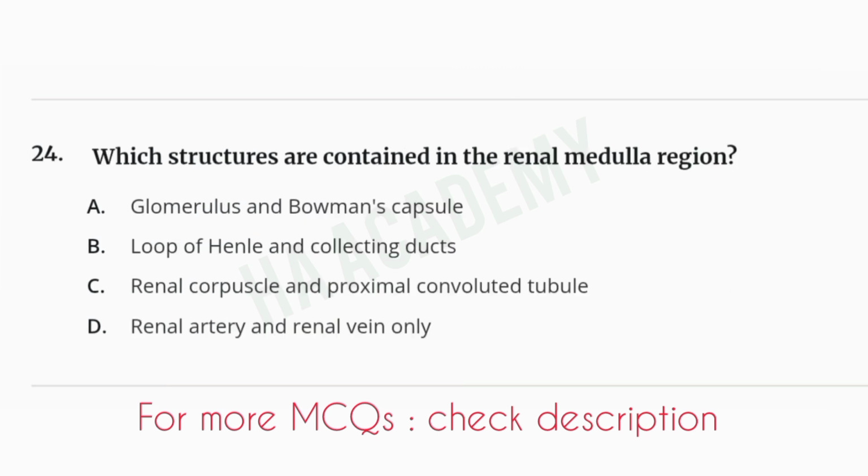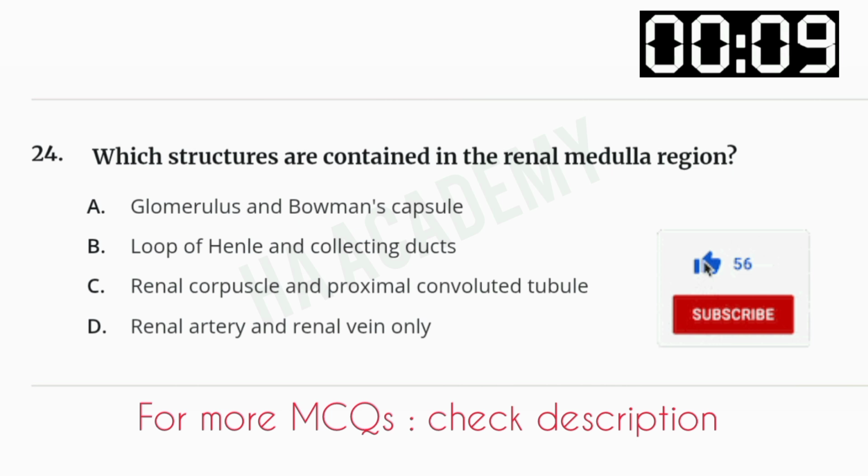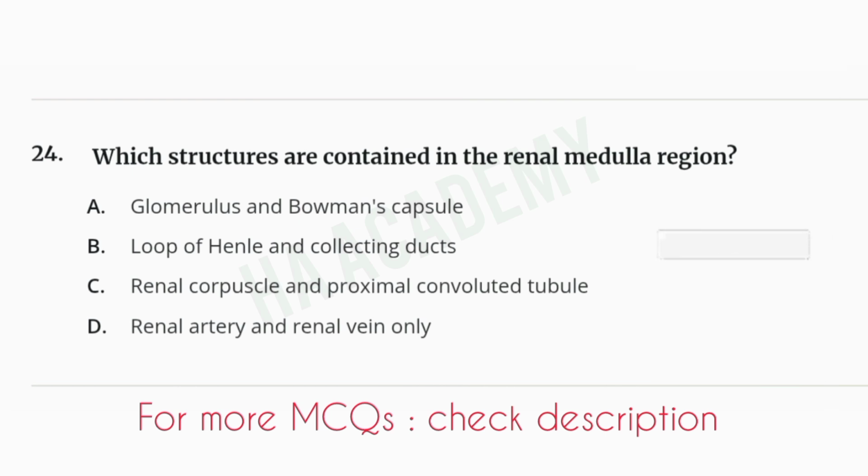Which structures are contained in the renal medulla region? The correct answer is loop of Henle and collecting ducts.